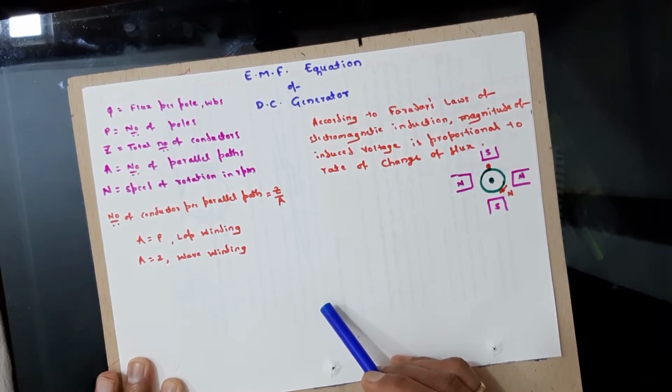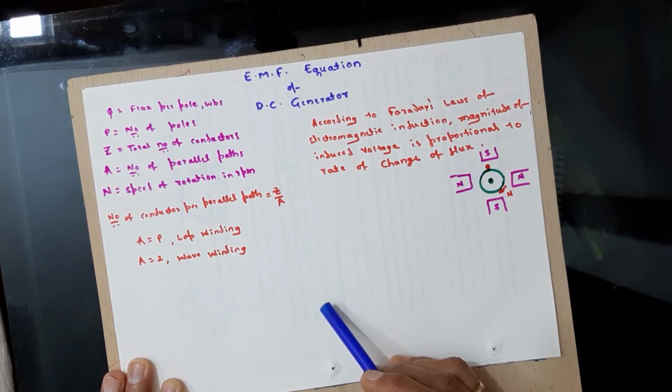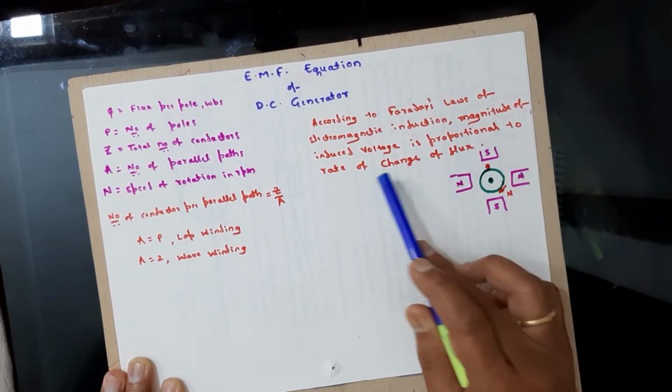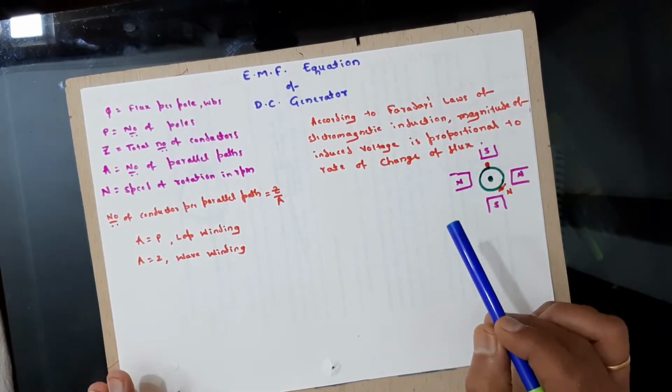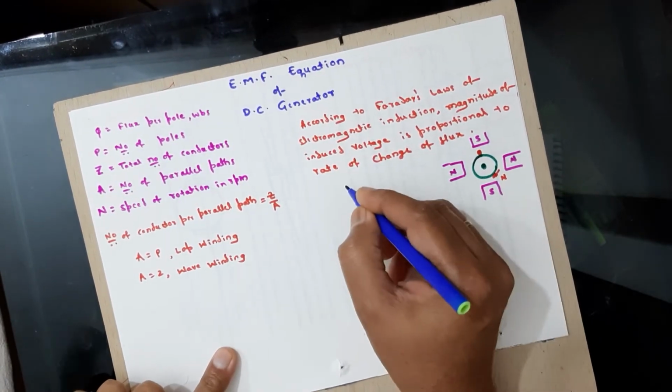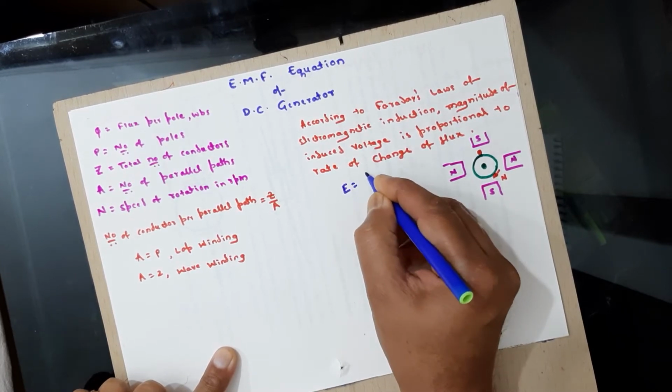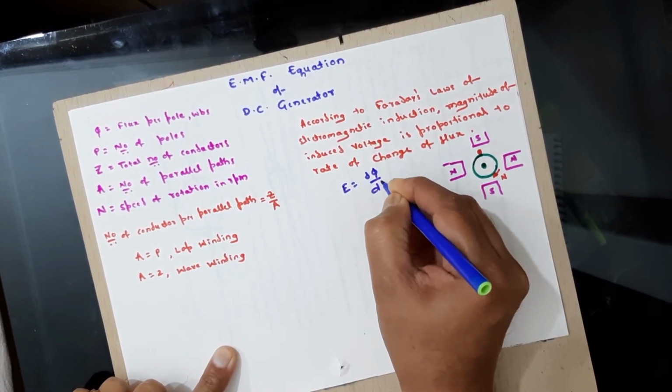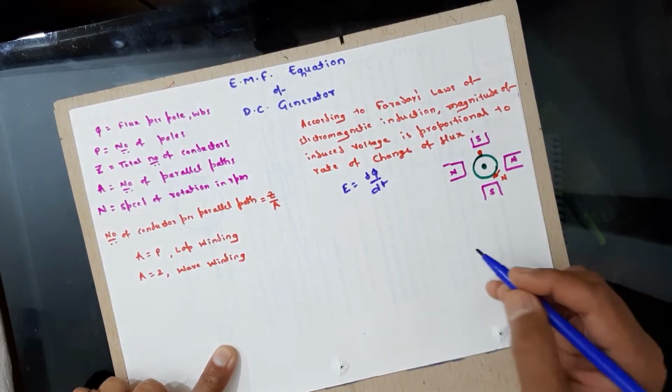Okay. Then we know that the EMF induced in the DC generator is based on the principle of Faraday's laws of electromagnetic induction. It gives the magnitude of induced voltage which is induced in the armature conductors. That is, the magnitude of induced voltage is proportional to the rate of change of flux. The induced voltage E is equal to d phi by dt, where d phi by dt is the rate of change of flux.